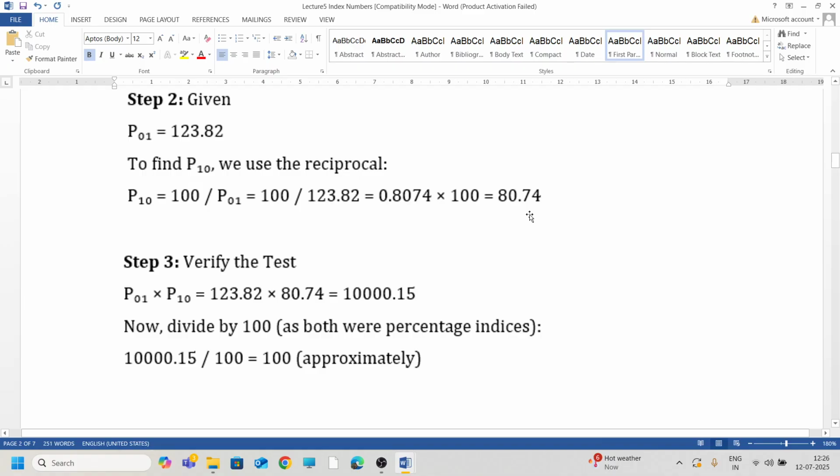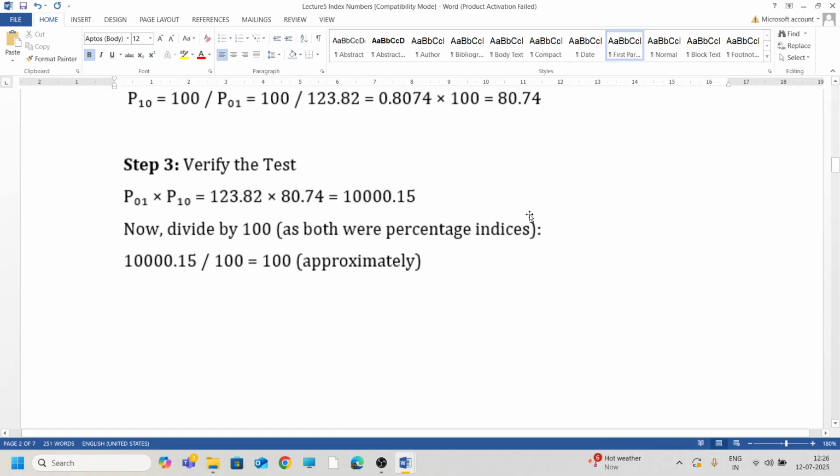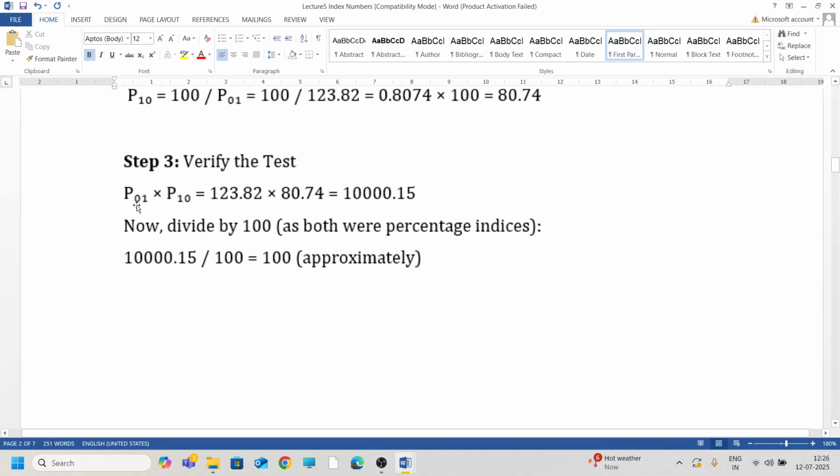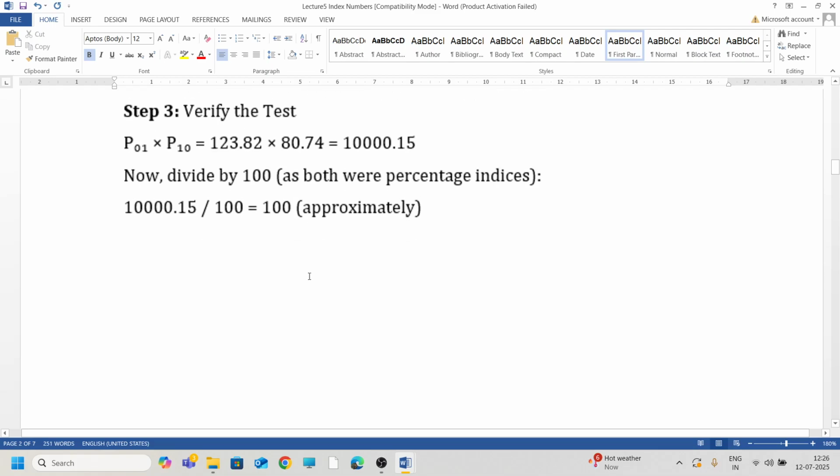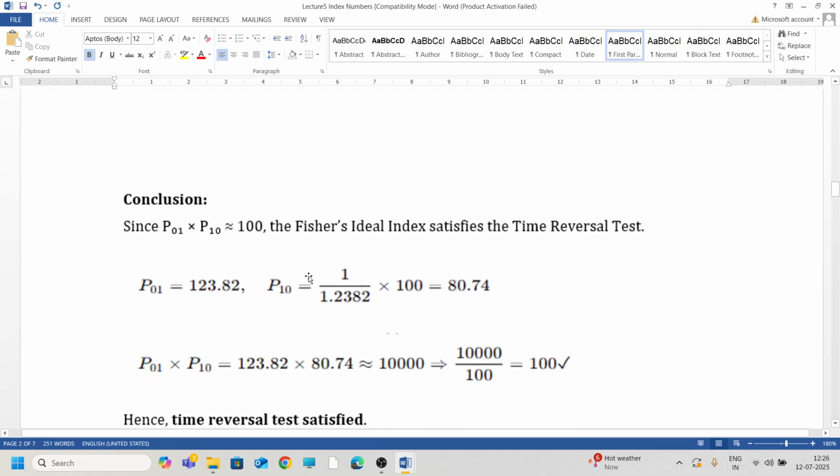Reversal. Now verify the test: P01 and P10 will give 100 or not. So 123.82 into 80.74 gives this value. Now divide by 100 and we will get approximately 100. So this is correct. Next, the conclusion is P01 into P10 is approximately 100. The Fisher's ideal index satisfies the time reversal test.